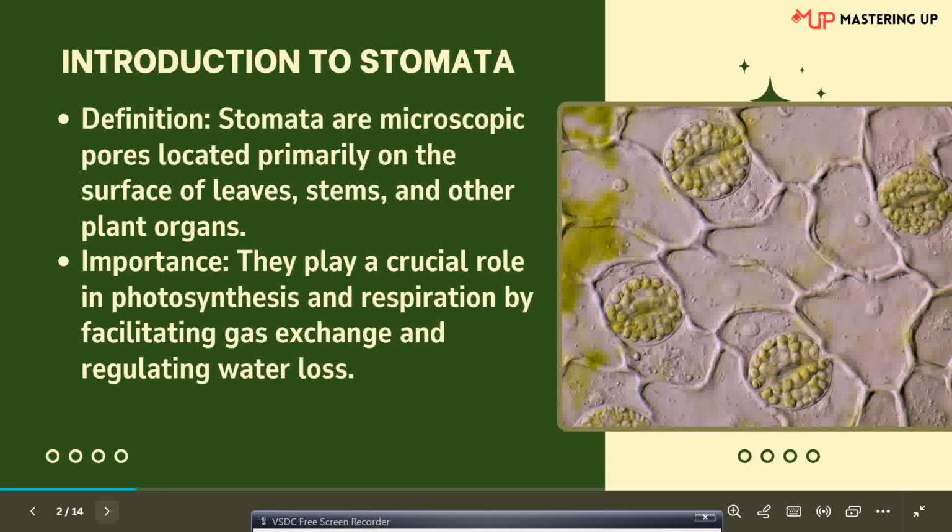Let's start with the introduction to stomata, as we always do. So the definition is: stomata are microscopic pores located primarily on the surface of the leaves, stems and other plant organs. Important is that mainly they are present on the leaf. Their importance is that they play a crucial role in photosynthesis and respiration by facilitating gas exchange and regulating the water loss during transpiration, for the transfer of water vapors and gases. This stomata plays an important role.